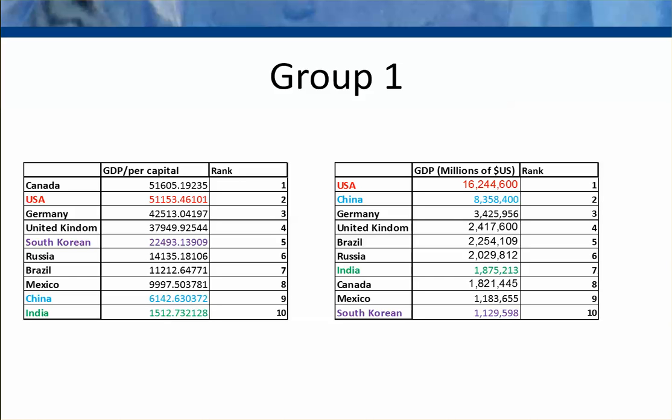If we go by the GDP per capita, we find Canada is number 1, the United States is number 2, and China is number 9. But if we rank the countries based on GDP, the United States is number 1, China is number 2, and Canada is even number 8. So you can see the big movement. This tells us that the people living in Canada have the highest living standard.